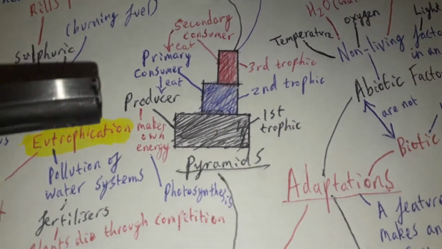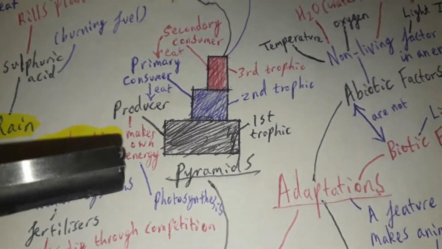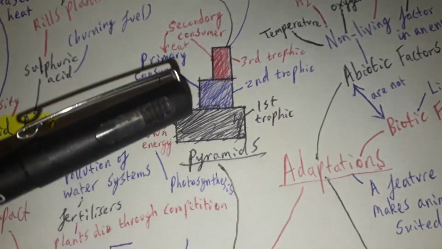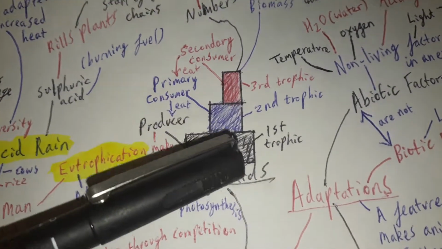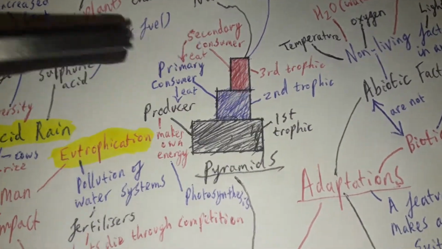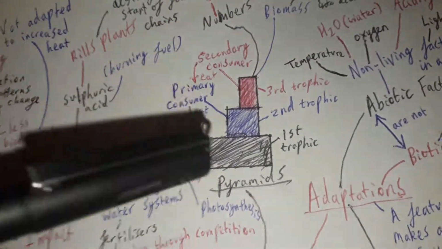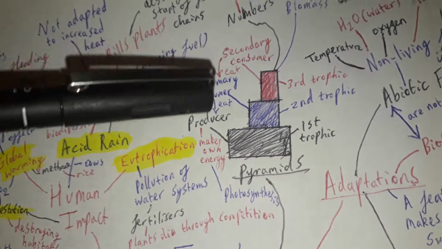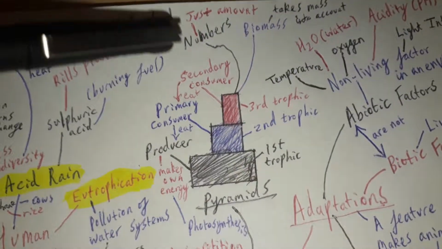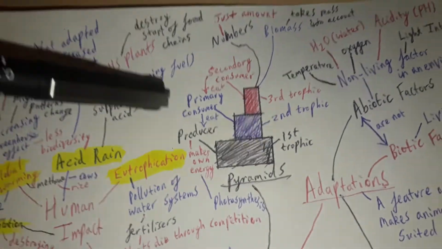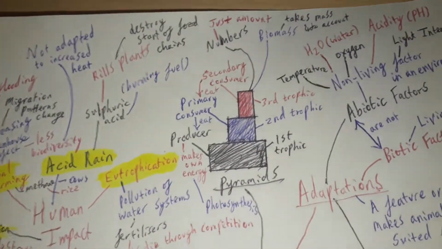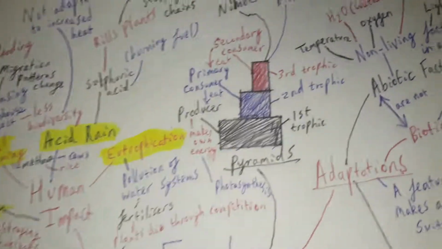So this is the producer. So this is the one that makes its own energy through photosynthesis. So this is your plants. It's on the first trophic level. And the next thing is the primary consumer. So this eats the plant or the producer. It's the second trophic level. The secondary consumer would be the thing that ate the primary consumer and would be on the third trophic level. So you're basically layering up a food chain.